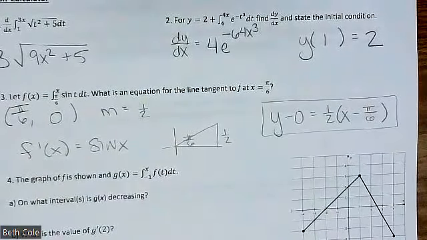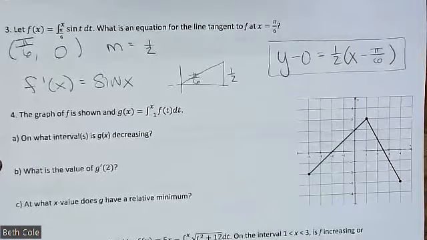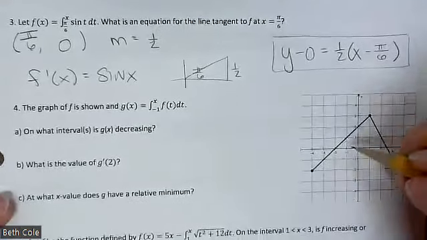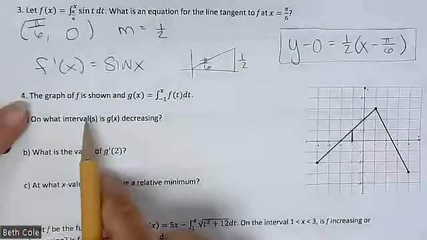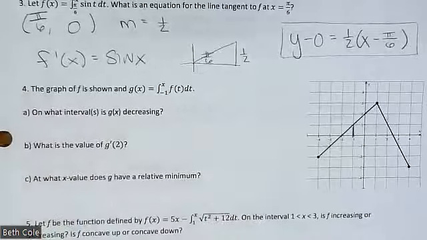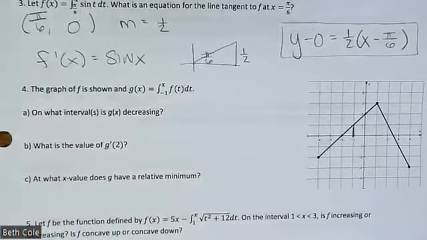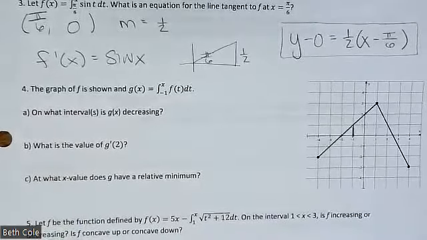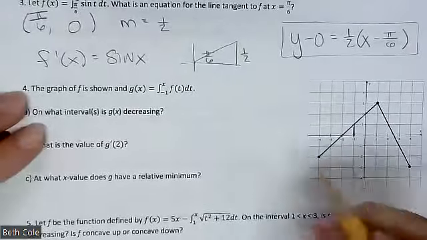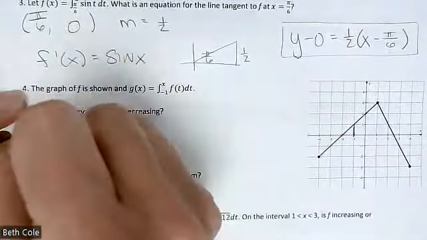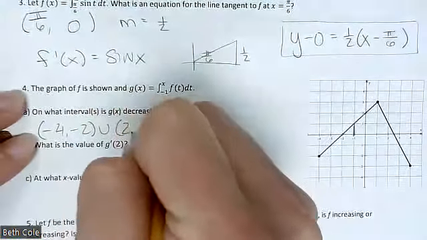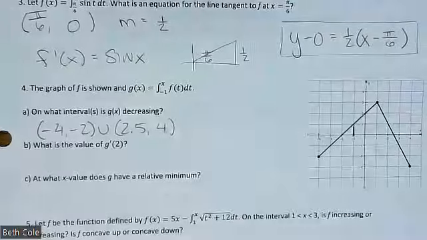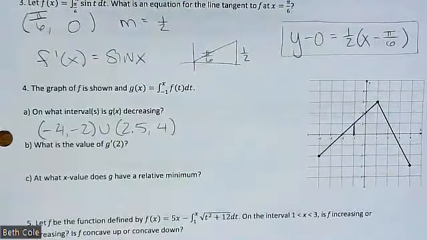All right, number 4. The graph of that thing is shown. Oh, where does the accumulation start? -1. So right here, this is where our accumulation is starting. On, oh, this is sticky note stuff. I love these. On what interval is g of x decreasing? There's actually 2 of them, and we'll have to union it together. Good, -4 to -2, union 2.5 to 4. You don't need a justification because it didn't ask you for one. These are multiple choice questions.